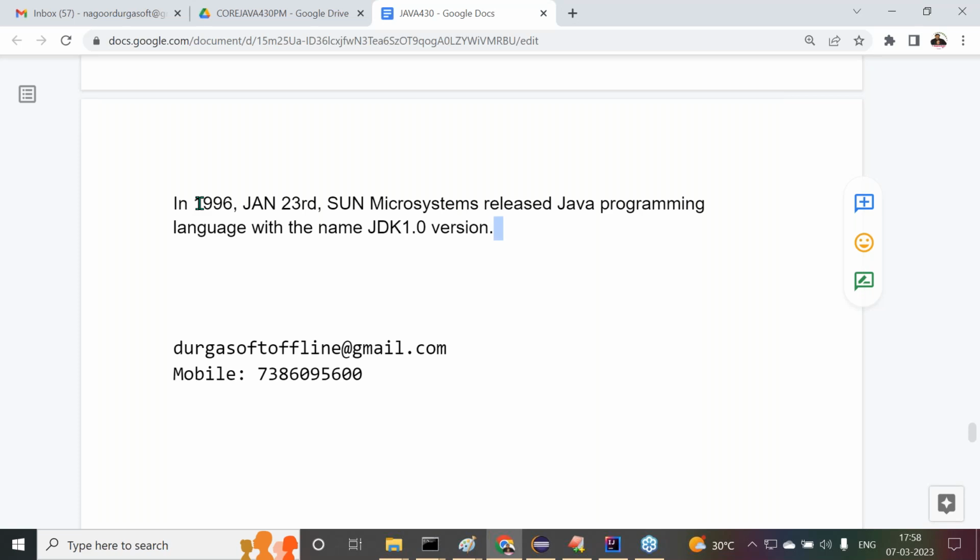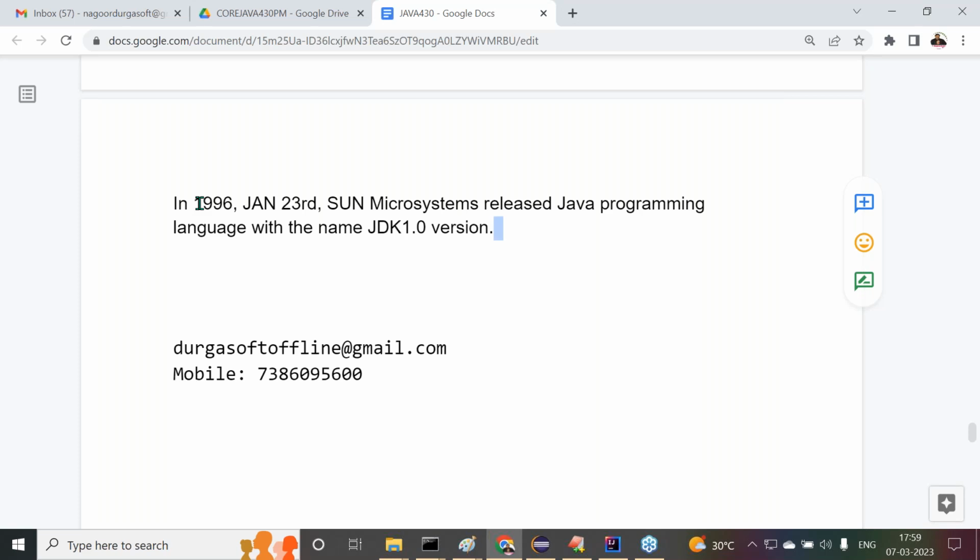After 1.0 and 1.1, the next one is 1.2. In 1.2, many more changes were provided. At present, in the Java we are using, 70% of Java was provided in the 1.2 version, and 30% of Java was provided in the 1.0 version. A huge number of changes are available in 1.2.